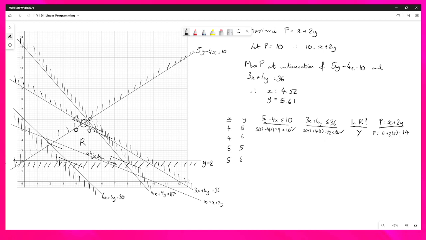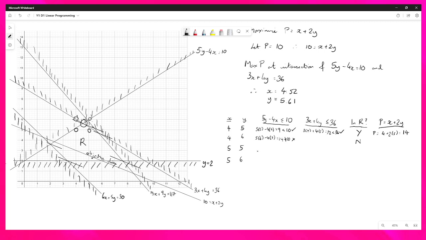If, for whatever reason, so we can see with this next point, the 4, 6, we get 5 times 6 minus 4 times 4. We get 30 minus 16, which is 14. That's not less than 10, so it doesn't work. So we don't need to calculate anything else. We don't need to check it in the other inequality because it's irrelevant. We don't need to calculate p because it's not in the feasible region.